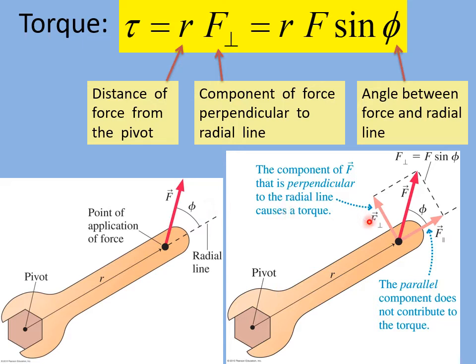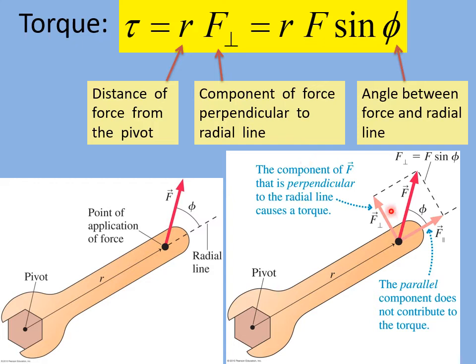Then what we want to find is this force can be broken up into two components. There is a radial component that goes along the radius here. It's parallel to the radius, but this component doesn't produce any torque at all because it's directed along the arm of the wrench. It's this component, the perpendicular component, that does all the torque. This is the part of the force that produces the torque. So that's why we say it's the product of R times the perpendicular component of the force.